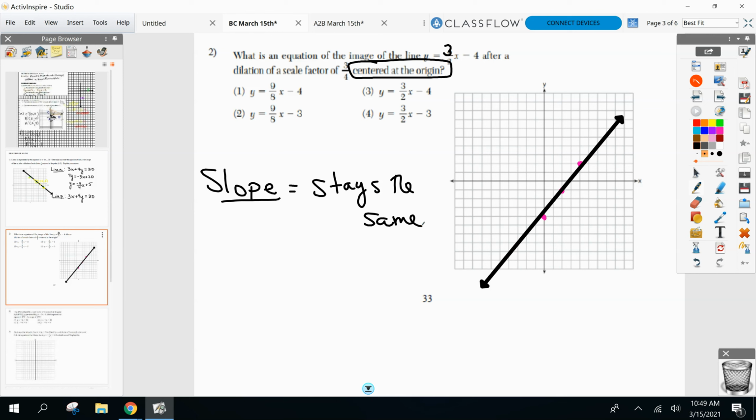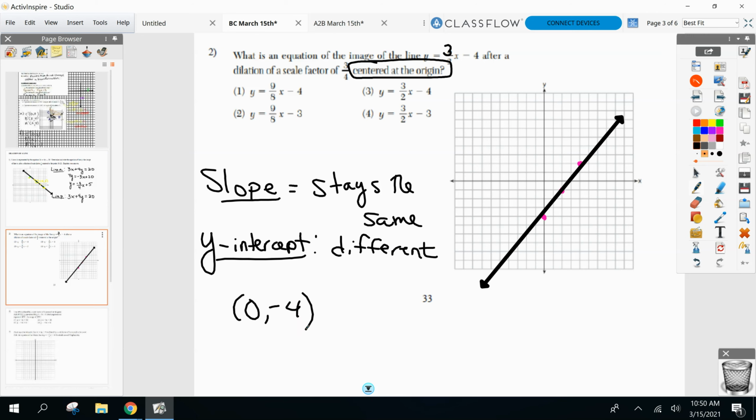But one thing that will change is what? When I write my equation, the slope will stay the same, but what will change? My y-intercept will change. Okay, my y-intercept, it will definitely move here. So my y-intercept is different. And how can I find my y-intercept? Well, what's my y-intercept now? 0, -4. Everyone, that's my y-intercept now.